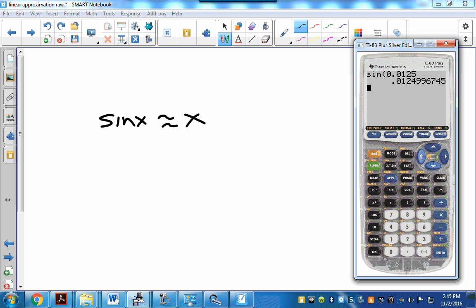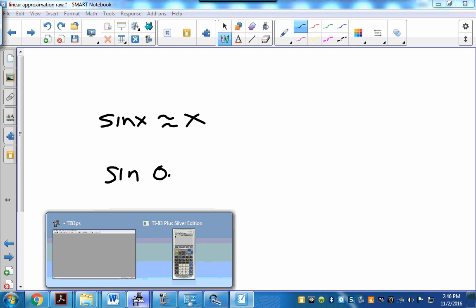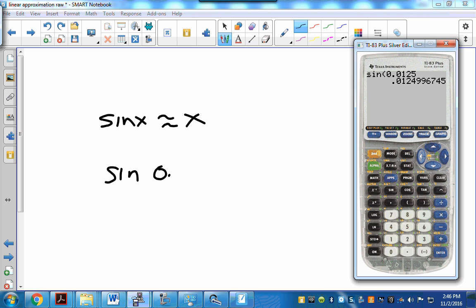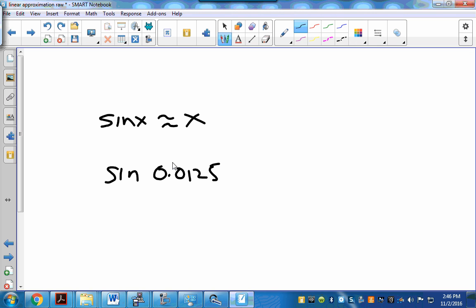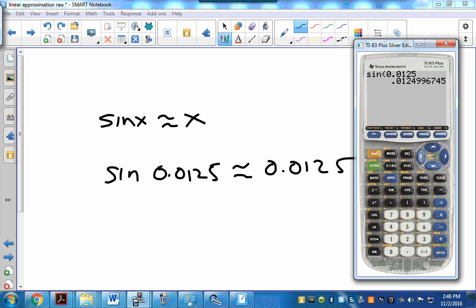Is my approximation too big or too small? I said that the sine of whatever that was, 0.0125, is about 0.0125. The sine of an angle is about the same as the angle. That's what my calculator says. Is my approximation too big or too small? It's a little bit too big, right? The more accurate value is this guy right here, 0.12499.